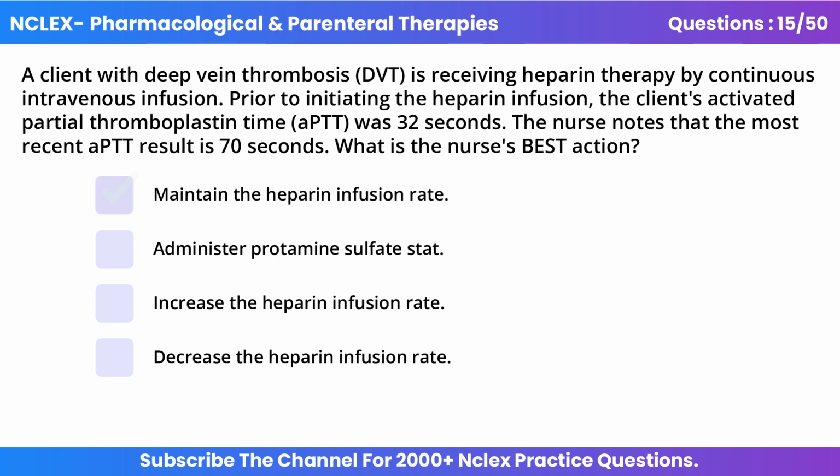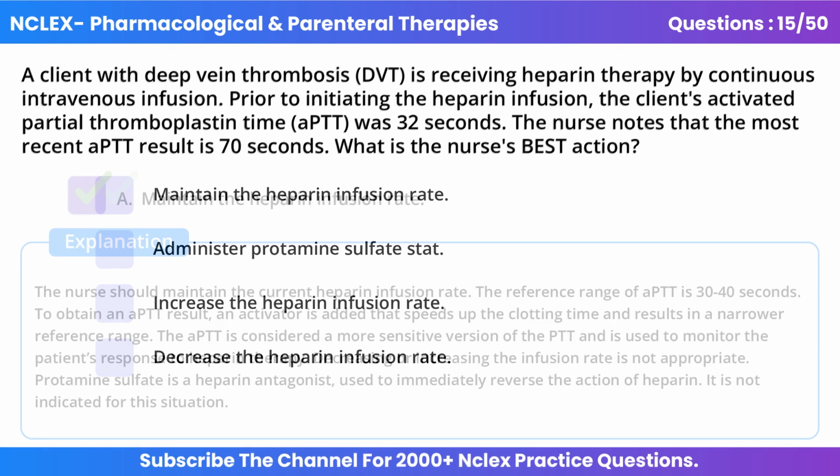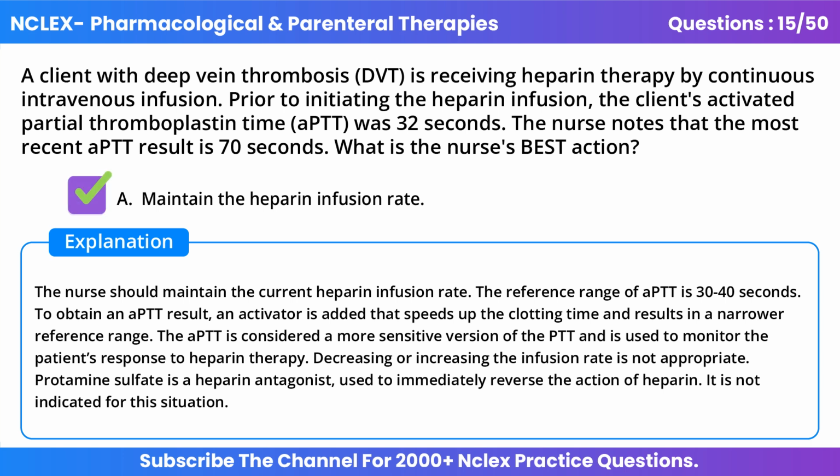A. Maintain the heparin infusion rate. The nurse should maintain the current heparin infusion rate. The reference range of APTT is 30 to 40 seconds. To obtain an APTT result, an activator is added that speeds up the clotting time and results in a narrower reference range. The APTT is considered a more sensitive version of the PTT and is used to monitor the patient's response to heparin therapy. Decreasing or increasing the infusion rate is not appropriate.